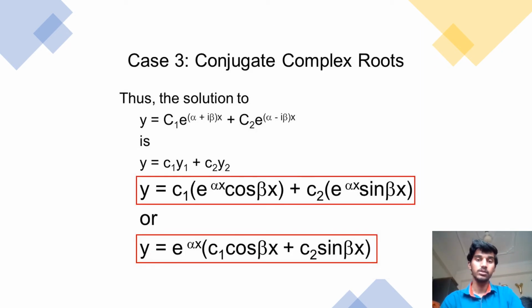Case 3: conjugate complex roots. Thus, the solution to y is equal to c1 e to the power of alpha plus i beta x plus c2 e to the power of alpha minus i beta x, that is, y is equal to c1 y1 plus c2 y2. Then y is equal to c1 e alpha x cos beta x plus c2 e alpha x sin beta x, or y is equal to e to the power of alpha x into c1 cos beta x plus c2 sin beta x. This is the solution for conjugate complex roots.